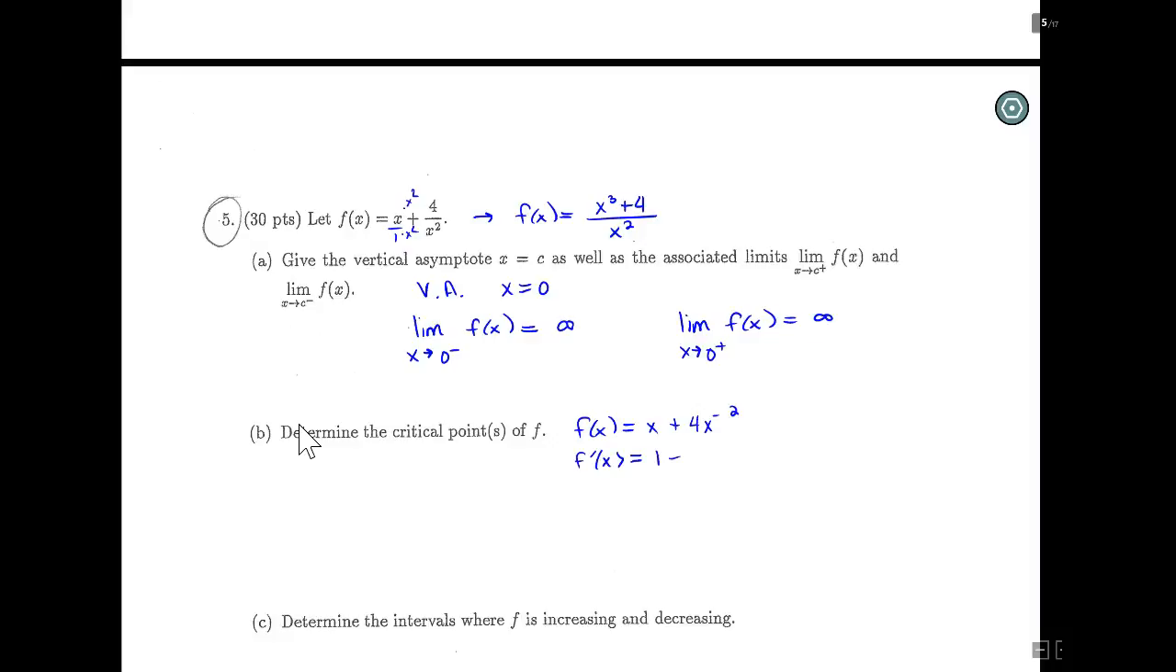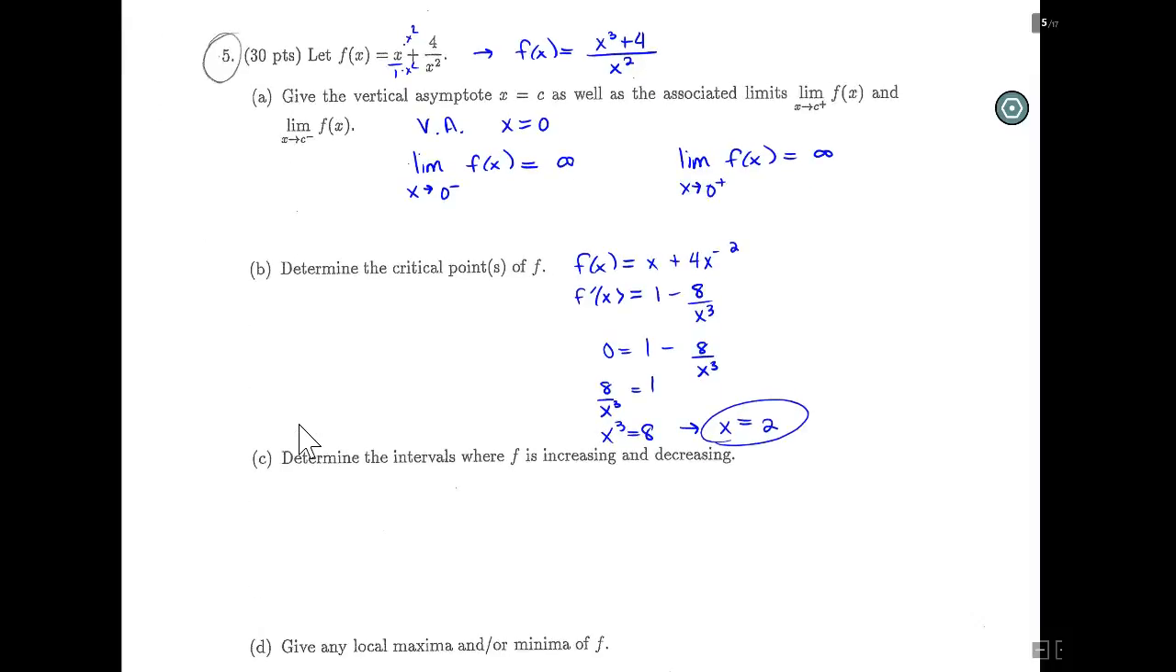So we get 1 minus 8x to the -3, or 1 minus 8 over x cubed. So I can see that it's going to be undefined at 0. However, 0 is not in the domain, right? If we think back to the beginning, we can't have 0. So we have to make sure that they also are in the domain. Now we want to consider where it's equal to 0. So x cubed equals 8, so x equals 2. So x equals 2 is the critical point.